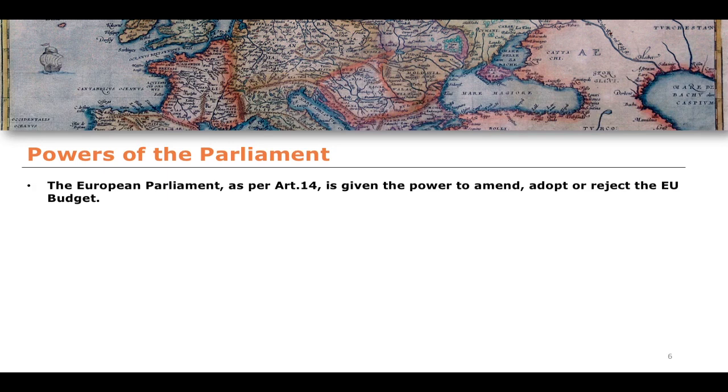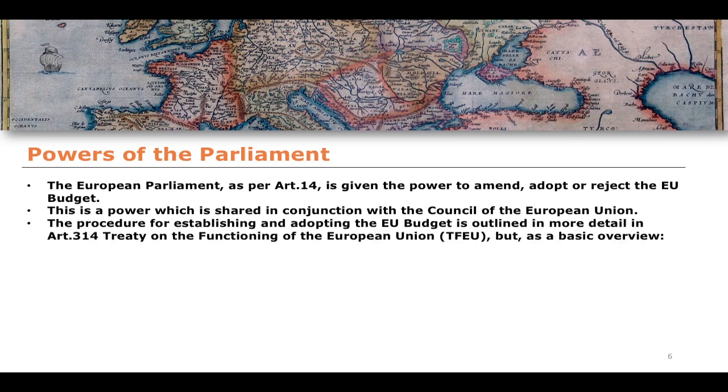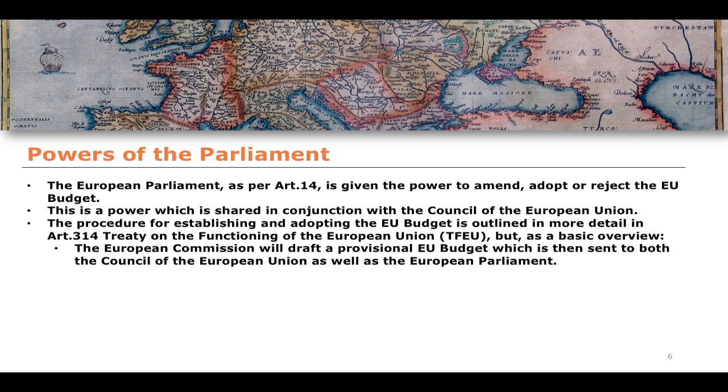It makes sense to suggest that they will have a lot more authority when it comes to the budgetary and financial decisions that are made by the Union with the taxpayers' money that is given to the Union by the member states. This is a power that is shared in conjunction with the Council of the European Union, and the procedure for adopting and establishing the EU budget is outlined in more detail in Article 314 of the Treaty on the Functioning of the European Union. So the TFEU outlines the general procedure by which an EU budget is established. This is a basic overview.